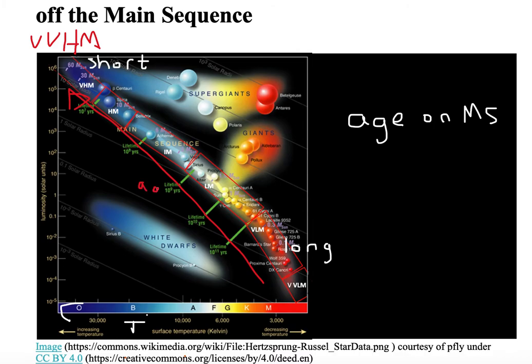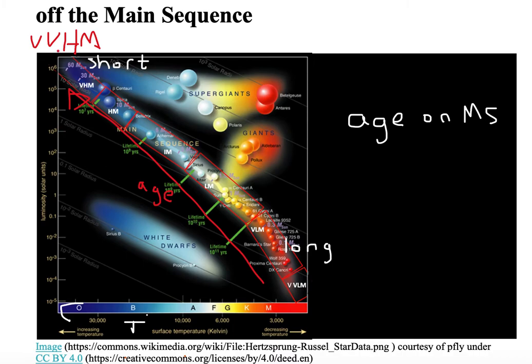Now we're specifically talking about main sequence age. How long do these stars sit on the main sequence before they start evolving off? The ones that are at the bottom, the very low mass stars, are long ages. In fact, these red dwarfs have not moved off the main sequence. They're all still sitting on the main sequence. None have evolved off yet.